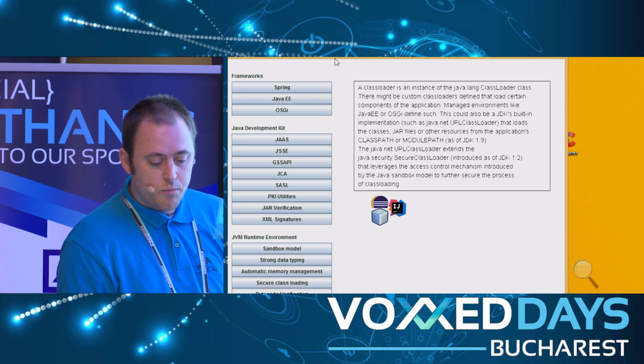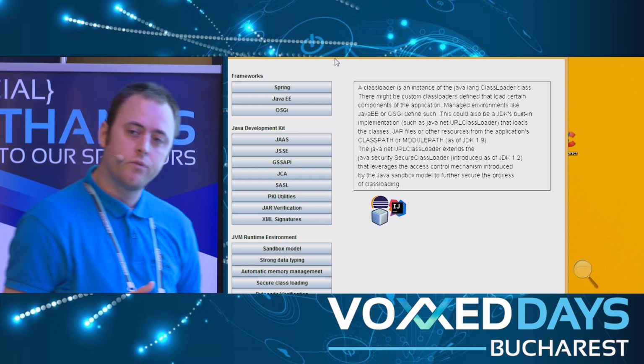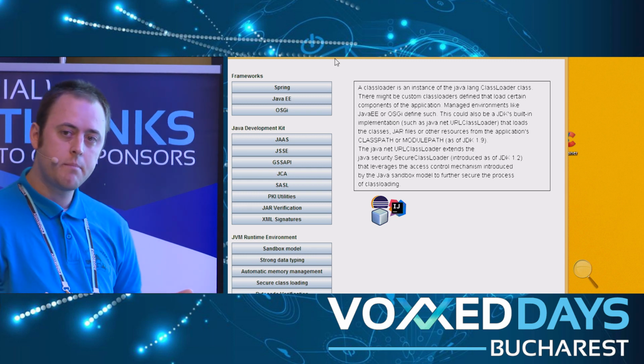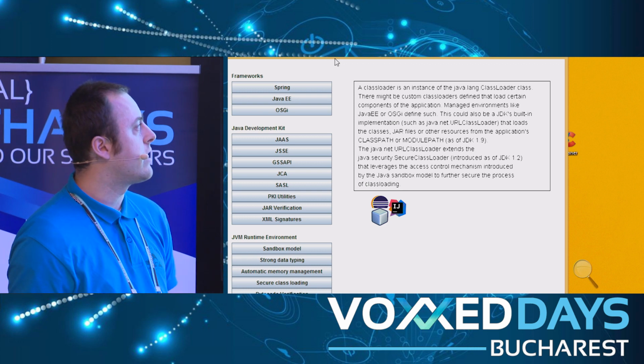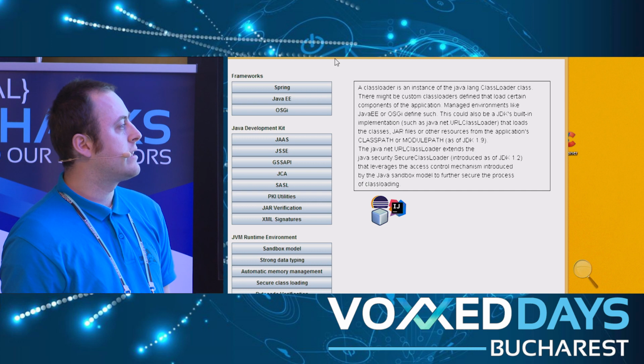Okay, so moving forward, we saw briefly how bytecode verification happens, then how secure class loading happens when you load classes in your JDK platform. And now let's talk about automatic memory management.